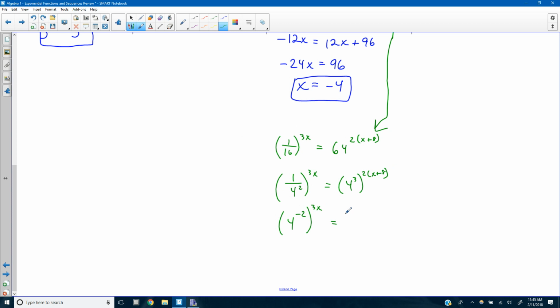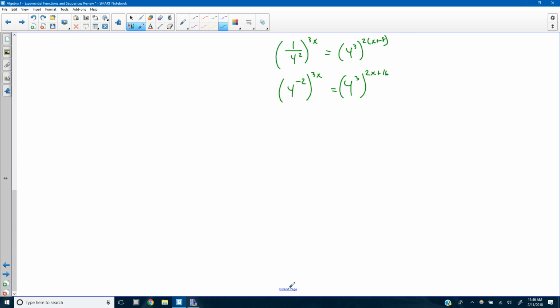And this one right here, I'm going to go and distribute the 2 already, 2x plus 16, and get that started. And now we get to play that multiplication thing that we did last time. 4 to the negative 2 times 3x equals 4 to the 3 times 2x plus 16. Okay, the bases match. Same thing. Negative 2 times 3x equals 3 times 2x plus 16.